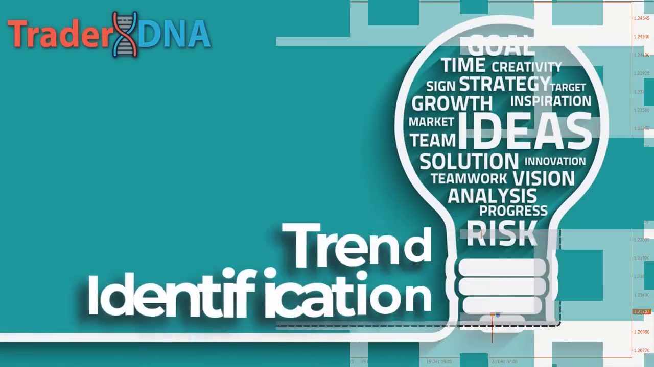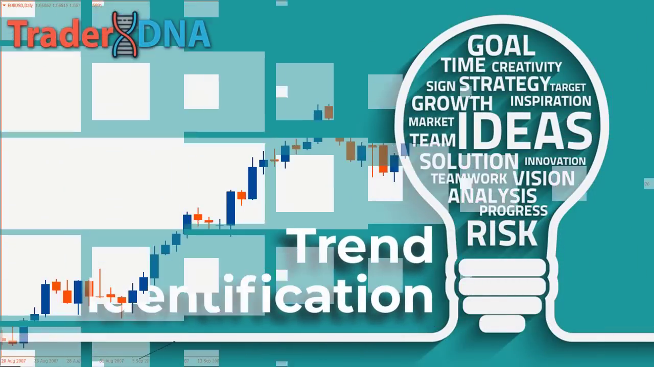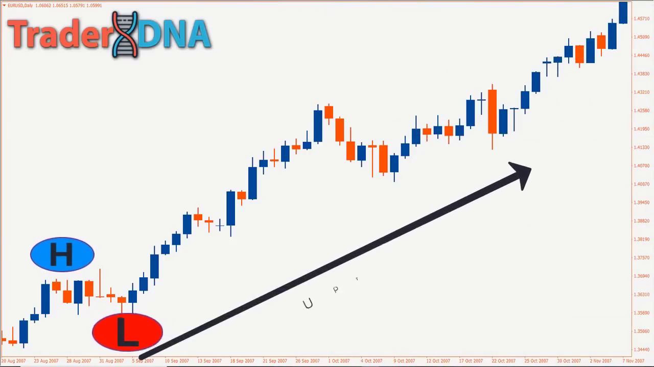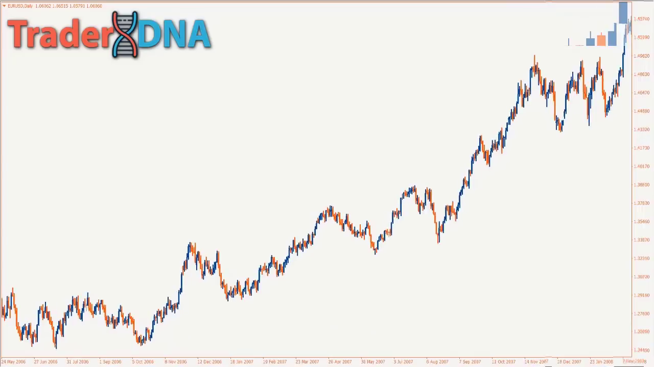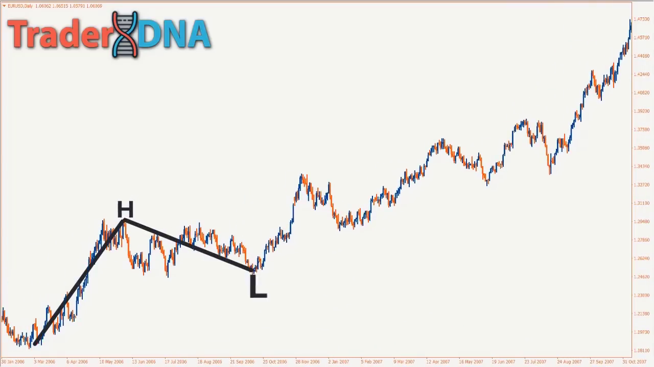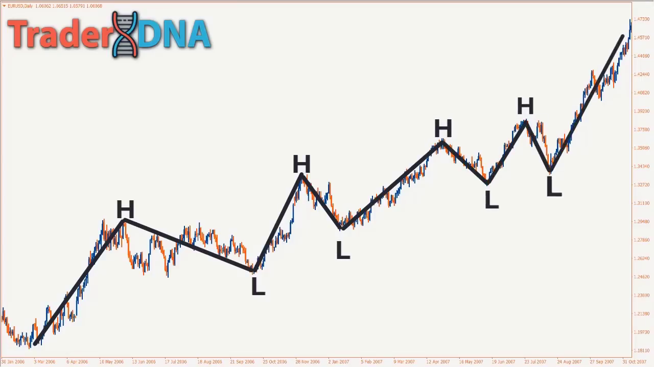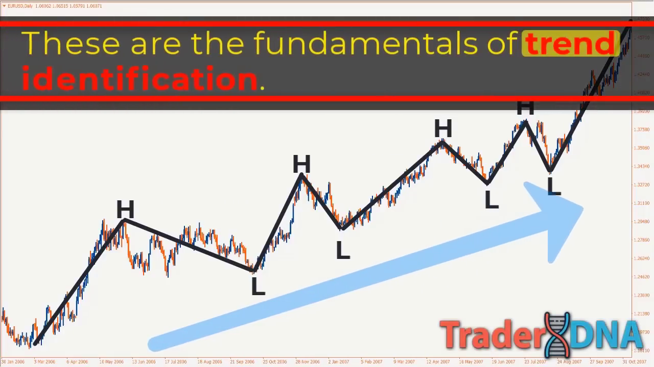Trend identification, despite the several philosophies and indicators revolving around it, is quite simple. A trend is simply a series of higher highs and higher lows, vice versa on the short side. Let's take a look at a trend on the long side. As you can see, each consecutive high is above the previous high, and each low is above each previous low. Until this cycle breaks, this market is considered to be in an uptrend. These are the fundamentals of trend identification.